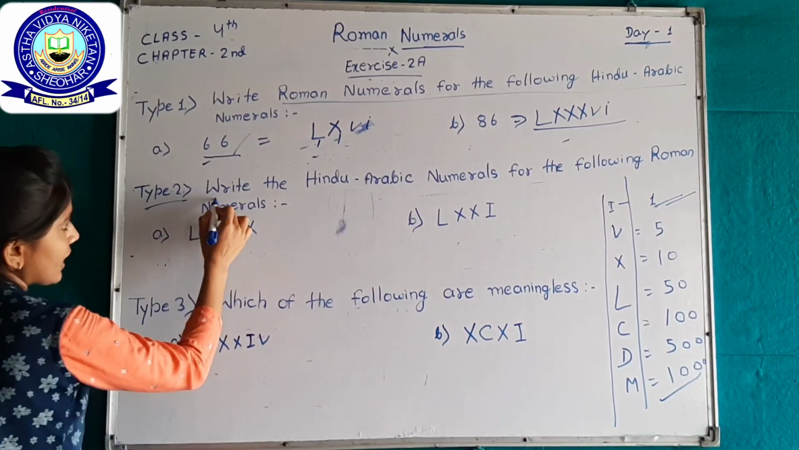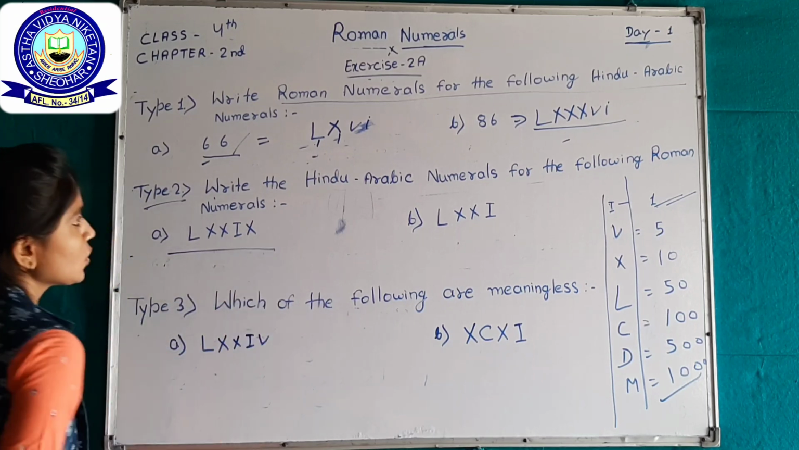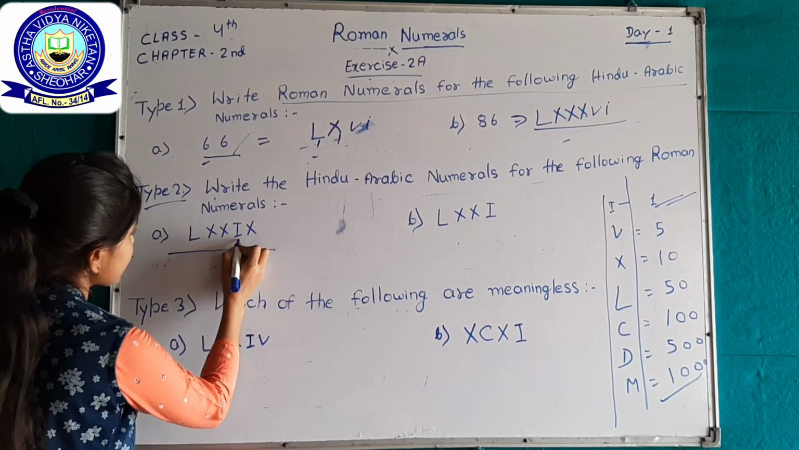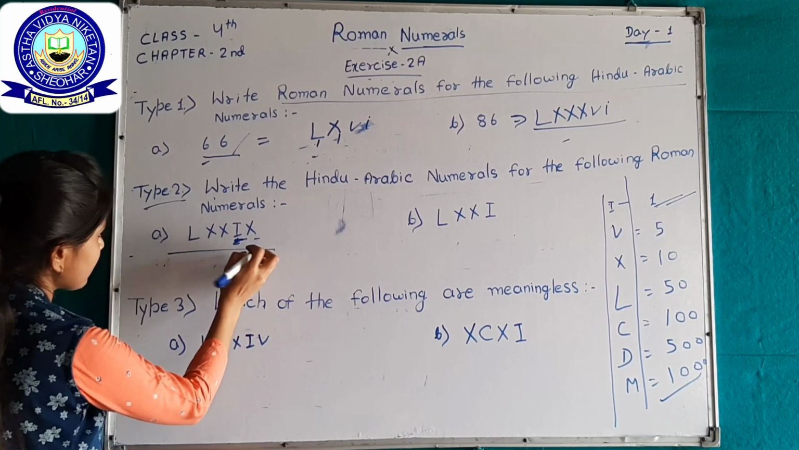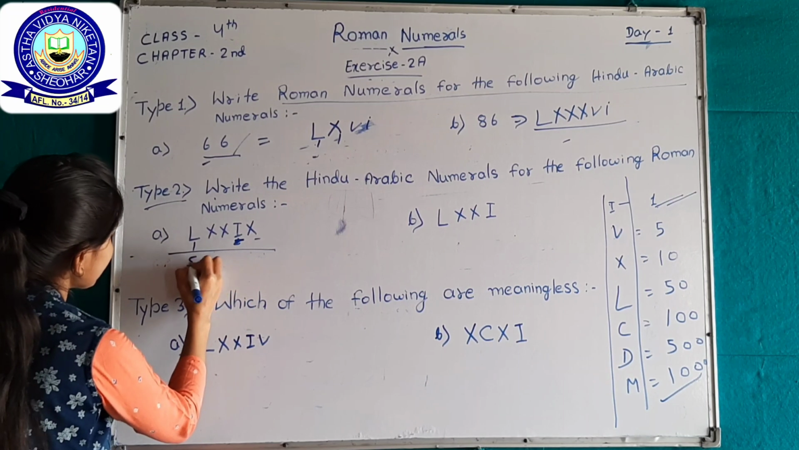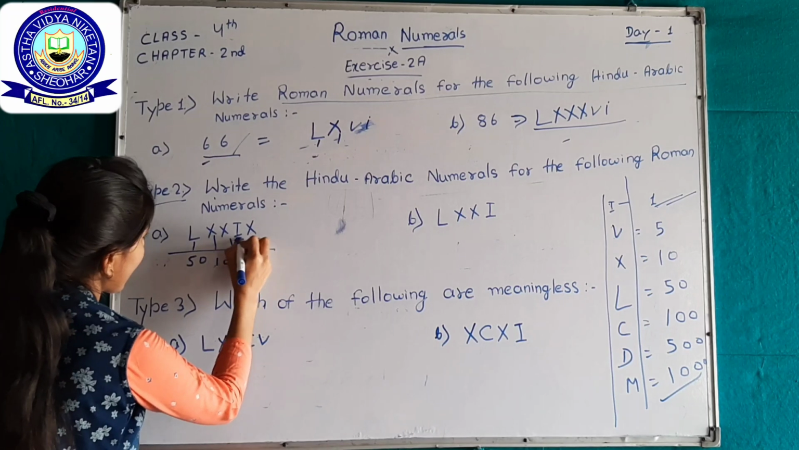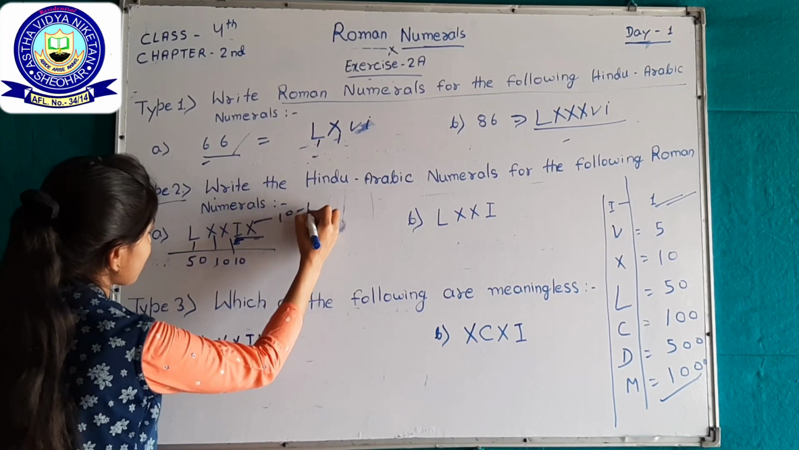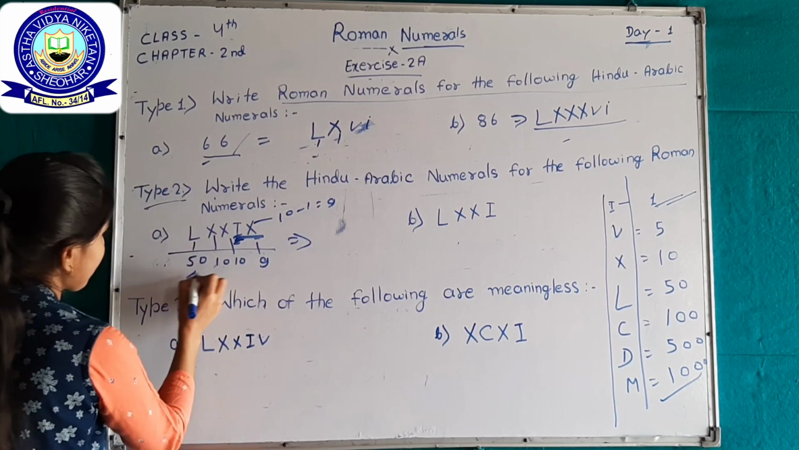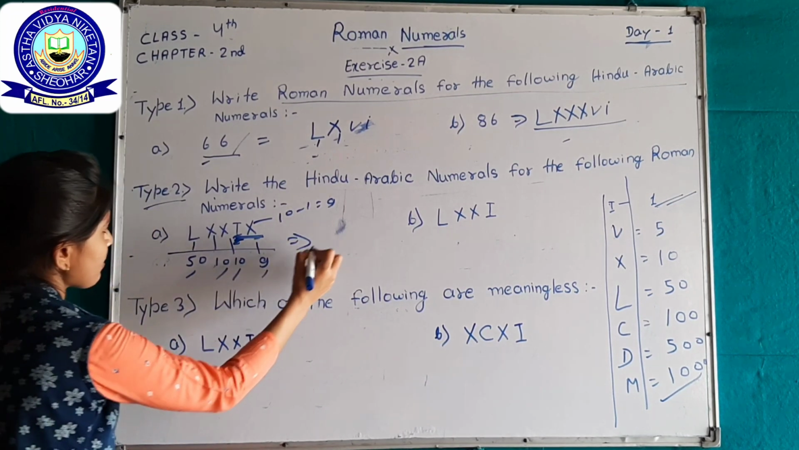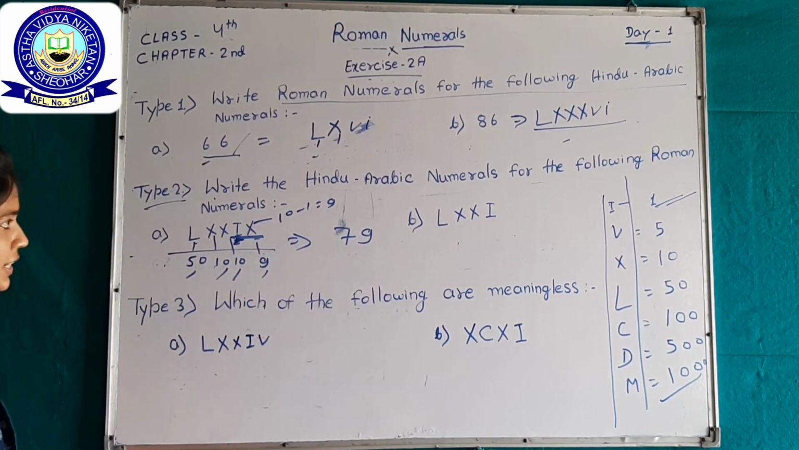And your second type: write the Hindu Arabic numerals for the following Roman numerals. You have to write it in Hindu Arabic numerals. Here is L, double X, I and X. When a symbol appears before a larger number, it will be subtracted. L means 50, this X means 10 and this X means 10. And IX means 10 minus 1 equal to 9. Now add it: 50, 60, 70 and 9, 79. The value of LXXIX is equal to 79.